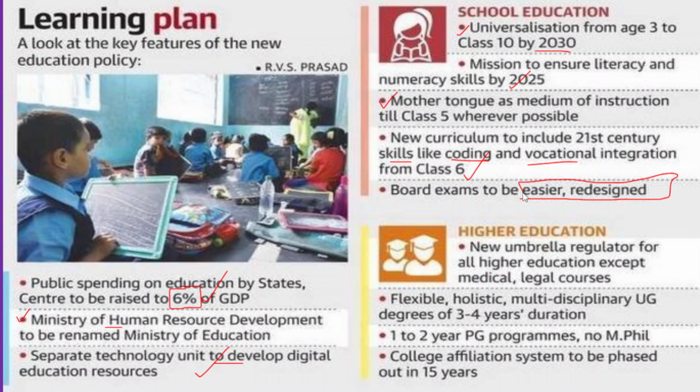Now if you look at the higher education programs, we have also discussed improving the gross enrollment ratio in higher education, increasing the total number of seats, creating an academic bank of credit, and providing more autonomy to these colleges. For the education sector, National Education Policy 2020 is very important, and you can expect a few questions from this topic as well. I would suggest you carefully read about this National Education Policy.